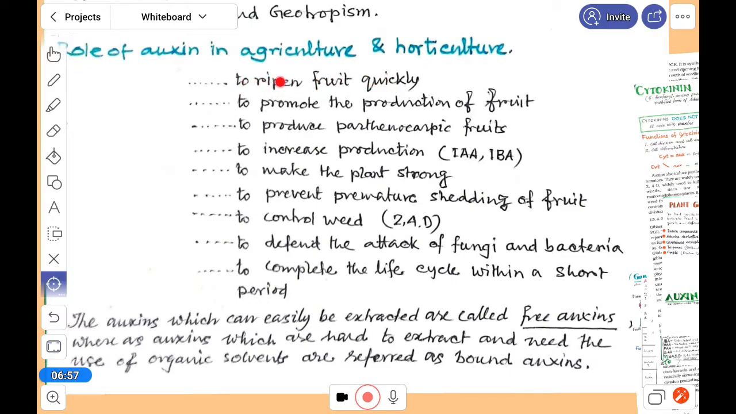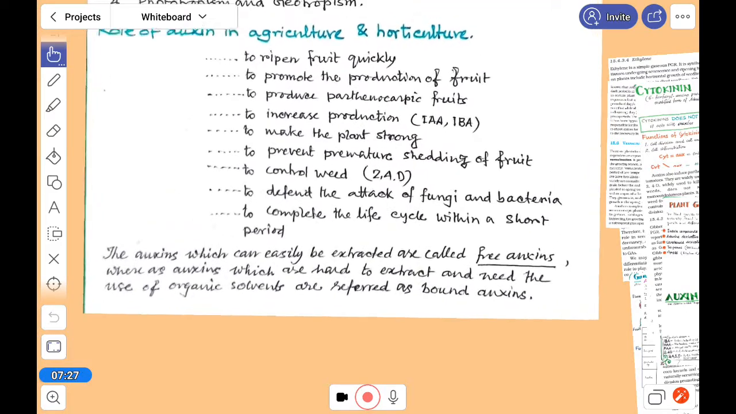To ripen the fruit quickly, to promote the production of the fruit, to produce parthenocarpic fruits, to increase the total production, to make the plant strong, to control weeds, to prevent premature shedding of the fruits, and to defend against attack of fungi and bacteria. So there are many ways that auxins help in horticulture and agriculture.